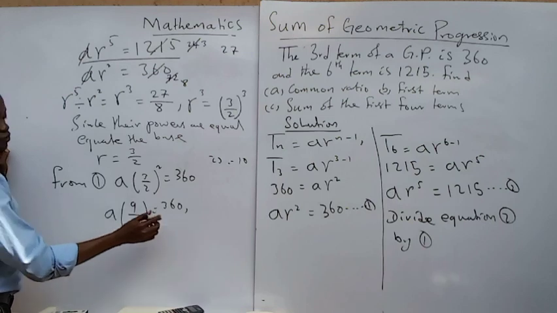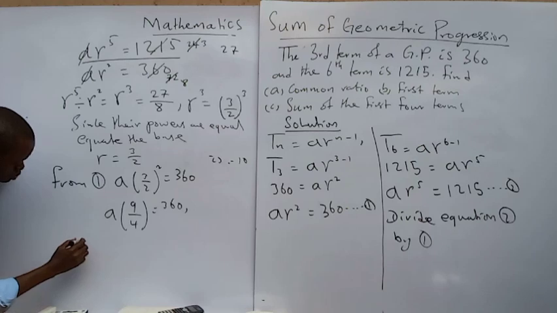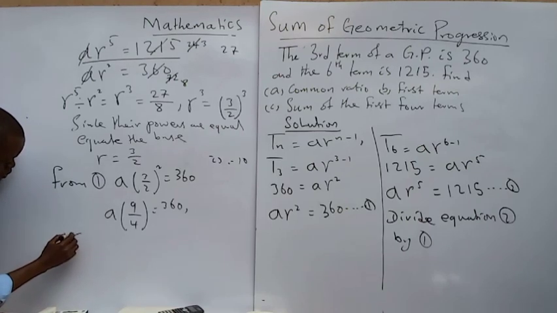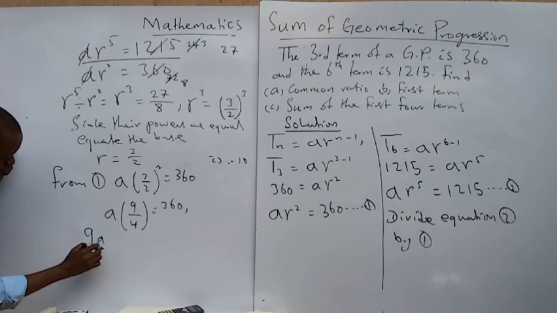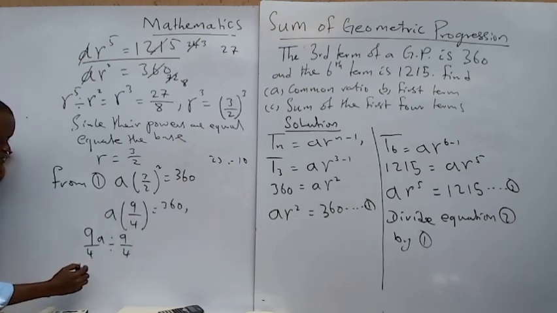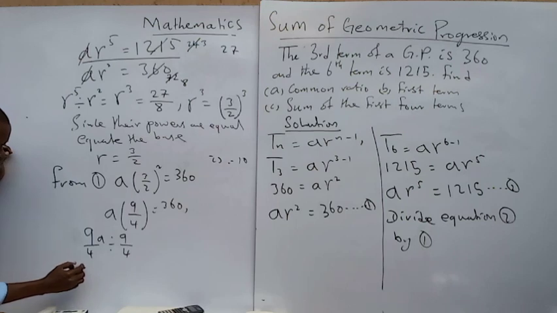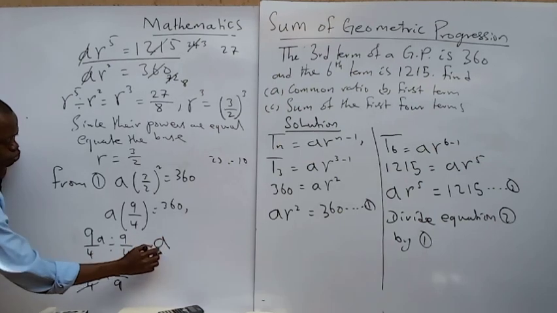What I'm trying to say here, let me not rush, is if you have 9a over 4 divided by 9 over 4, it will become an inverse, you turn this upside down, so it becomes 9a over 4 times 4 over 9, which now cancels, and you have a left. So this will be a.